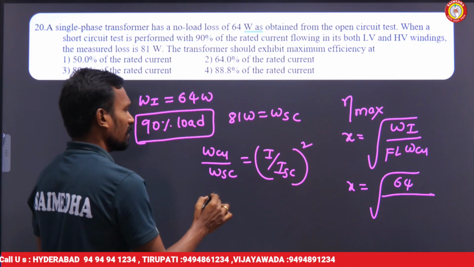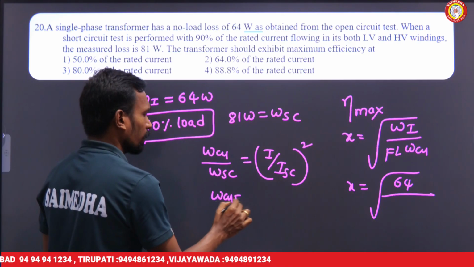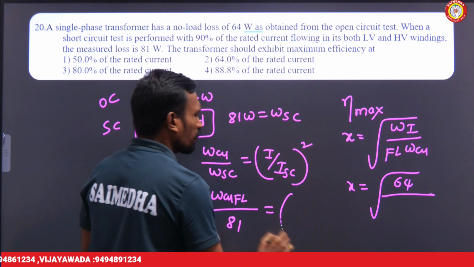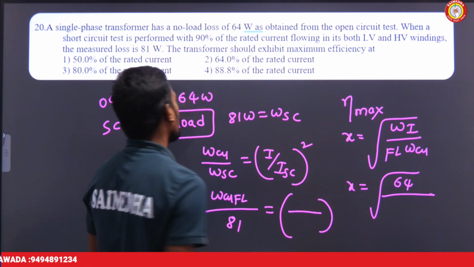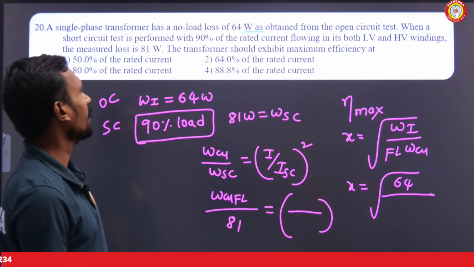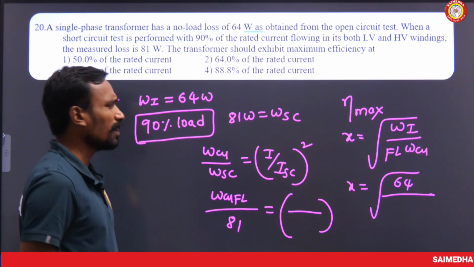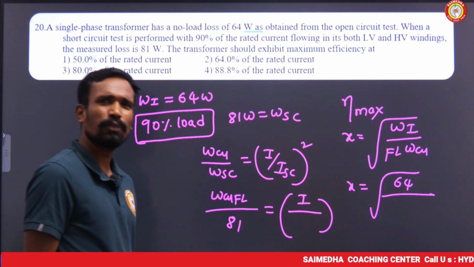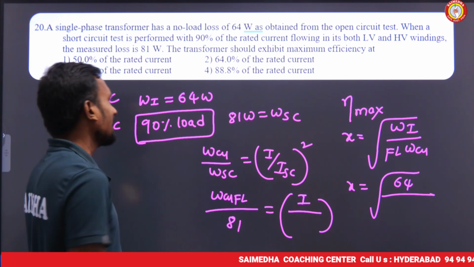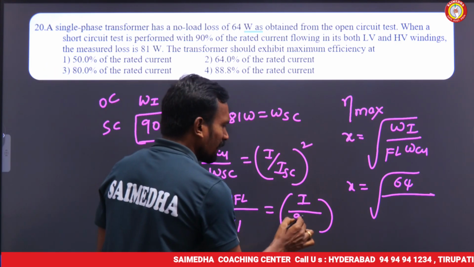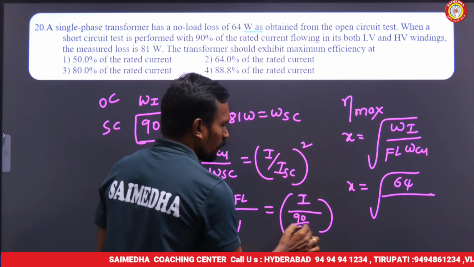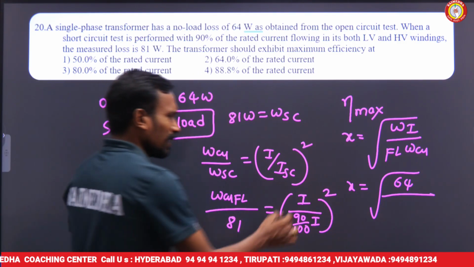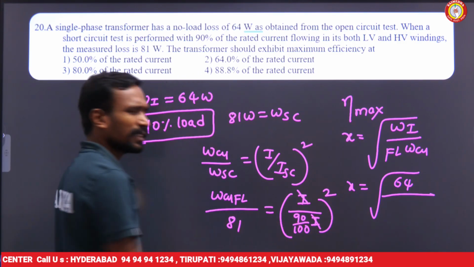We need to calculate the copper losses at full load. The short circuit losses are 81 watts, as given. What is the full load current? What is the short circuit current? For example, full load current is taken as I. At 90% of load, the current is 90% of the full load current.